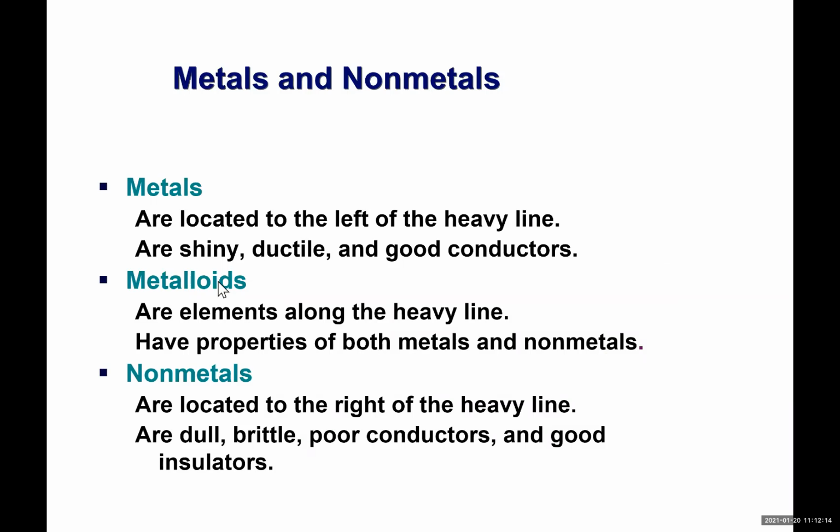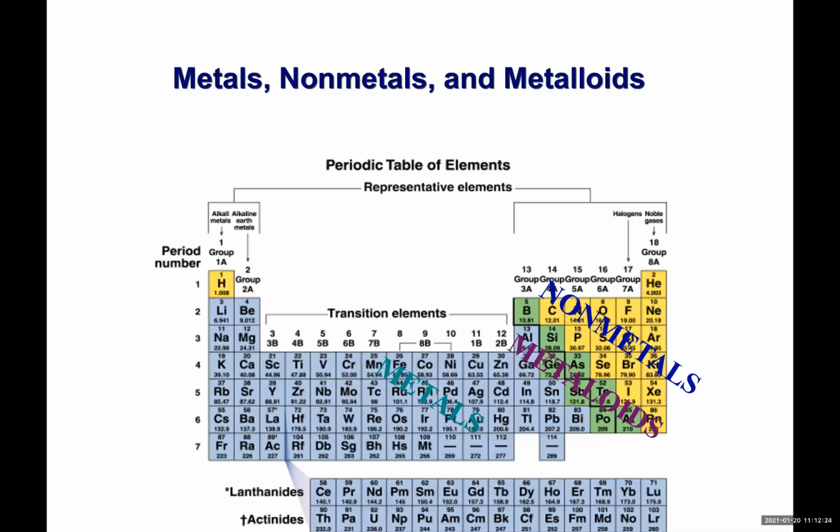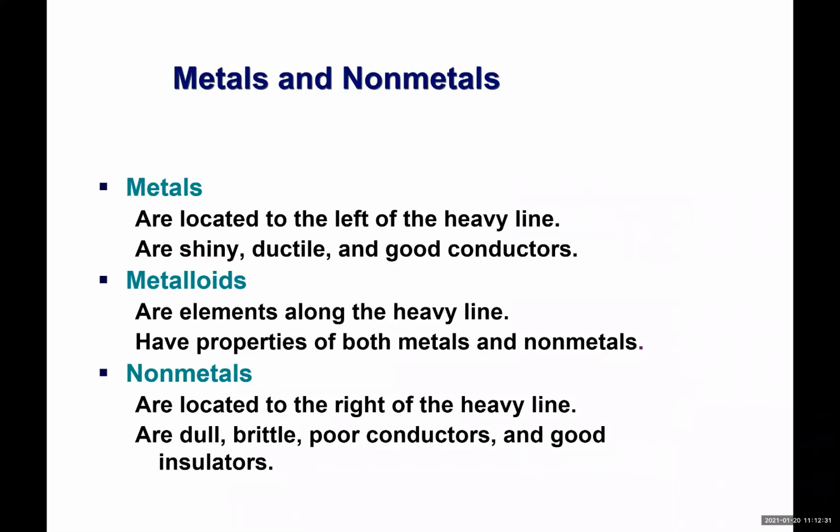So what do we know? What are general properties that we know about metals? Well, we just saw. Most of them are on the left-hand side of the table. Example of metal, copper. Is copper a good conductor of electricity? Yes. Is it a good conductor of heat? Yes. Are they shiny? Metals are shiny. Are they ductile? Can you bend them? Can you make wire out of them? So these are properties of metals.